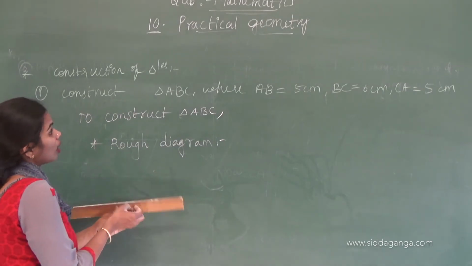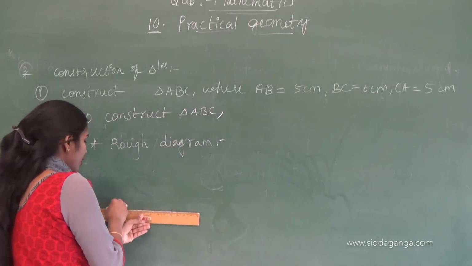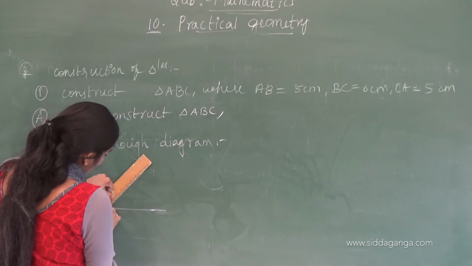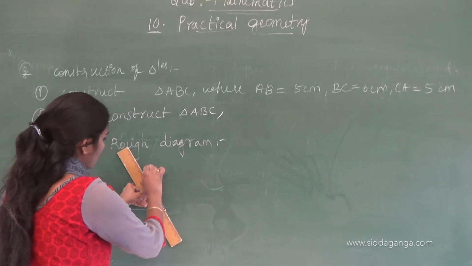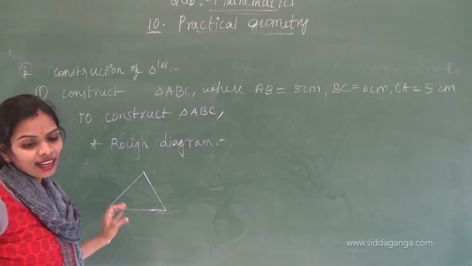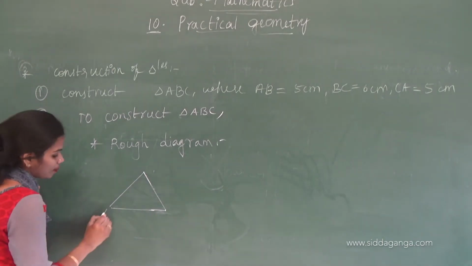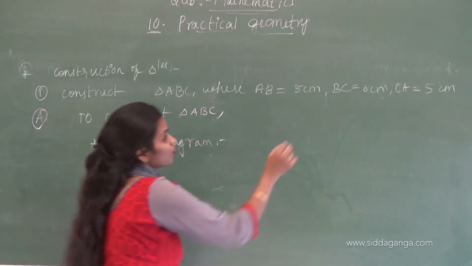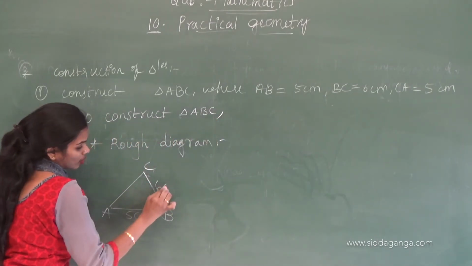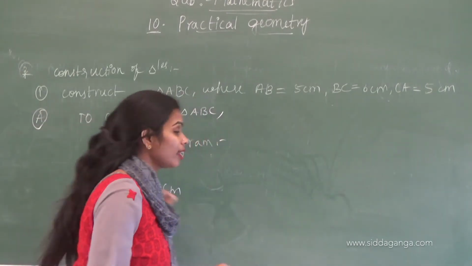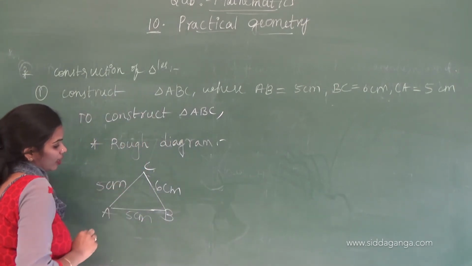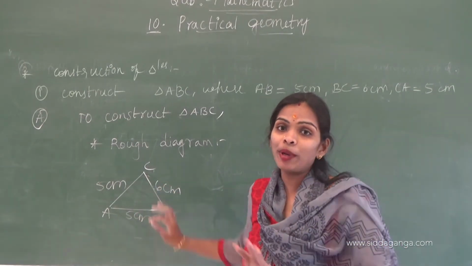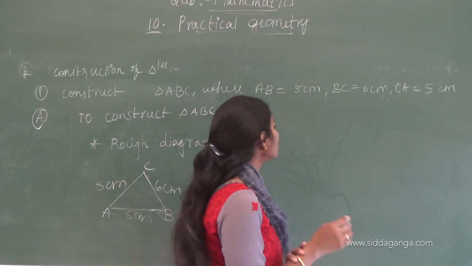First, we have to construct triangle ABC, correct? Triangle ABC, with AB length 5 centimeters, BC length 6 centimeters, CA length 5 centimeters. This is the rough diagram. Correct, children? After that, the neat diagram.